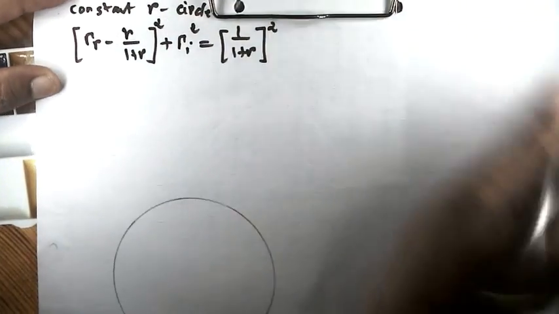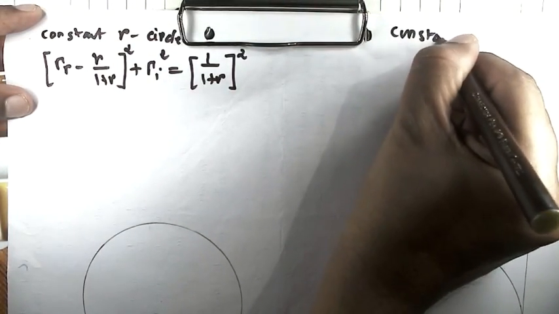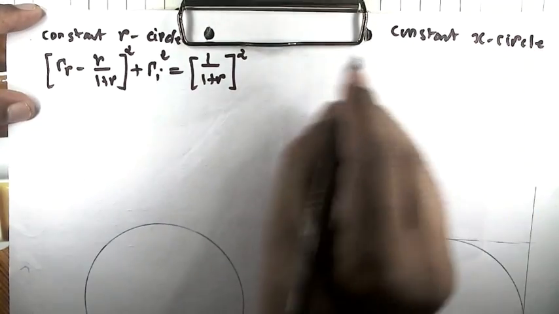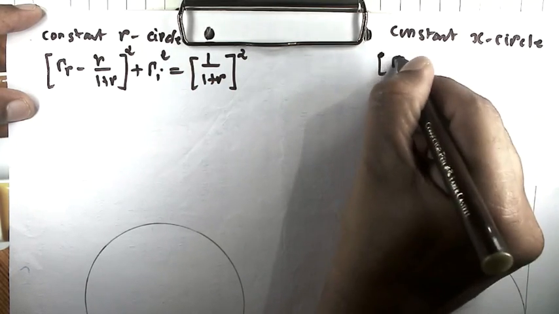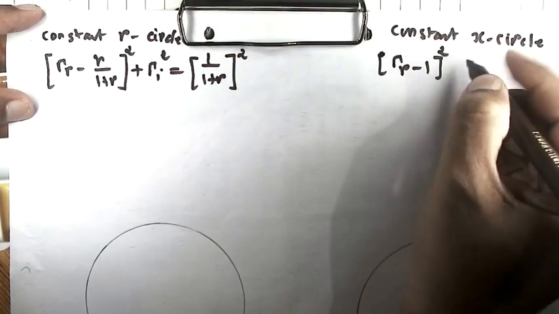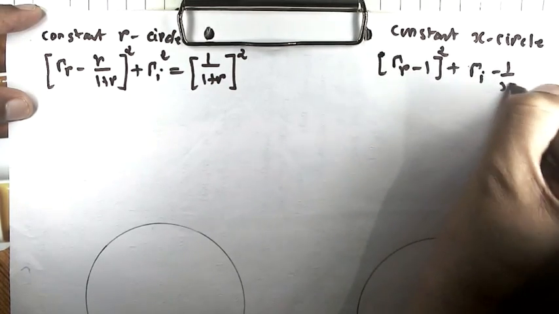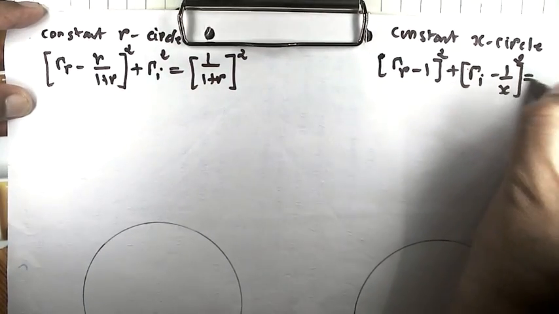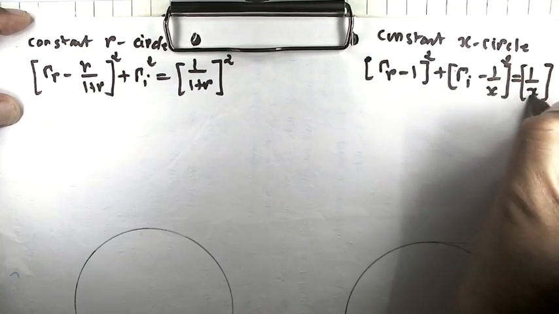Same way we obtained for a constant x circle, the equation is (sigma r minus 1) whole square plus (sigma I minus 1 over x) whole square, that is equal to 1 over x whole square.